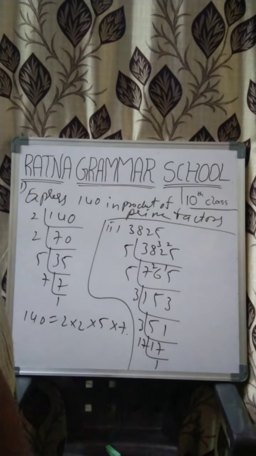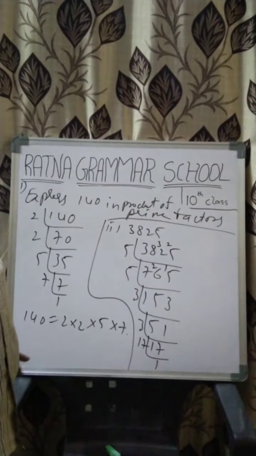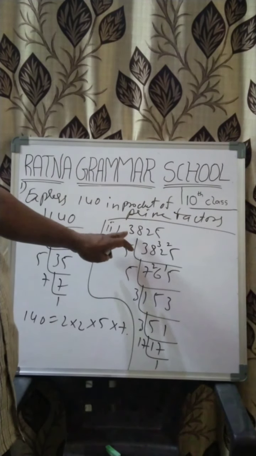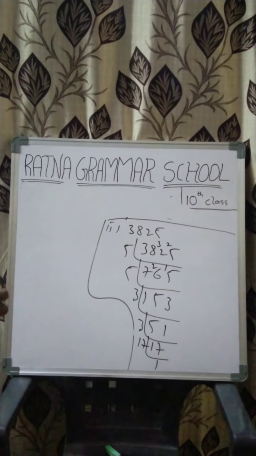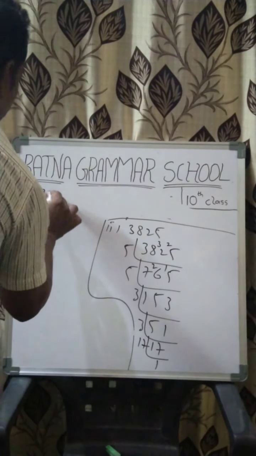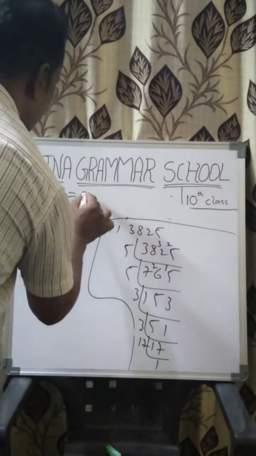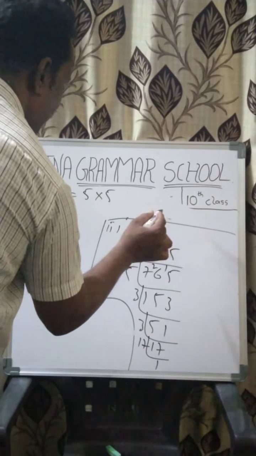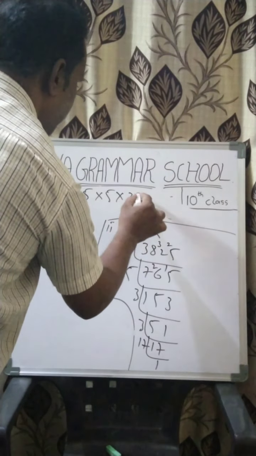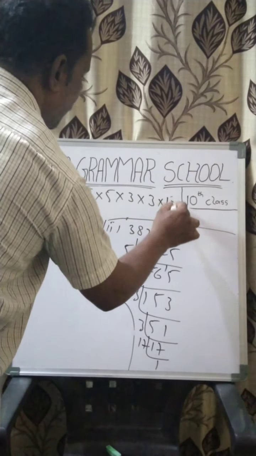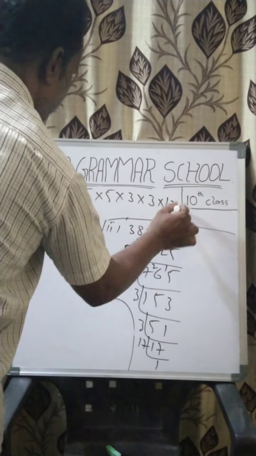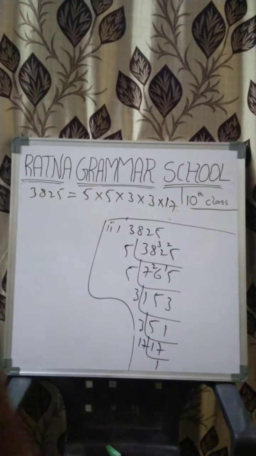This is the product of the prime factors of 3825. So 3825 equals 5 into 5 into 3 into 3 into 17. This is the product of prime factorization.